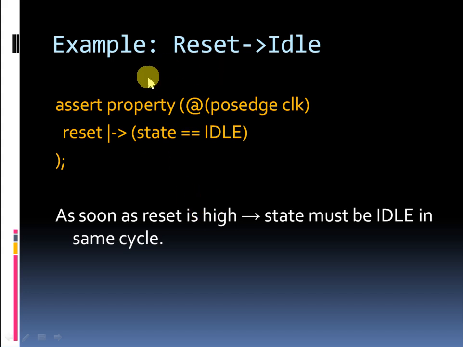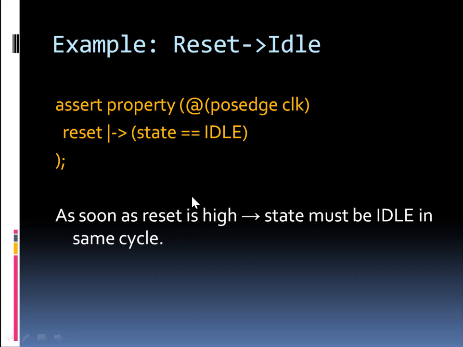Now let's see an example. Assert property at the rate of posedge clock reset. Then we have used an overlapping operator. State is equal to idle. This means as soon as reset is high, state must be idle in the same cycle.